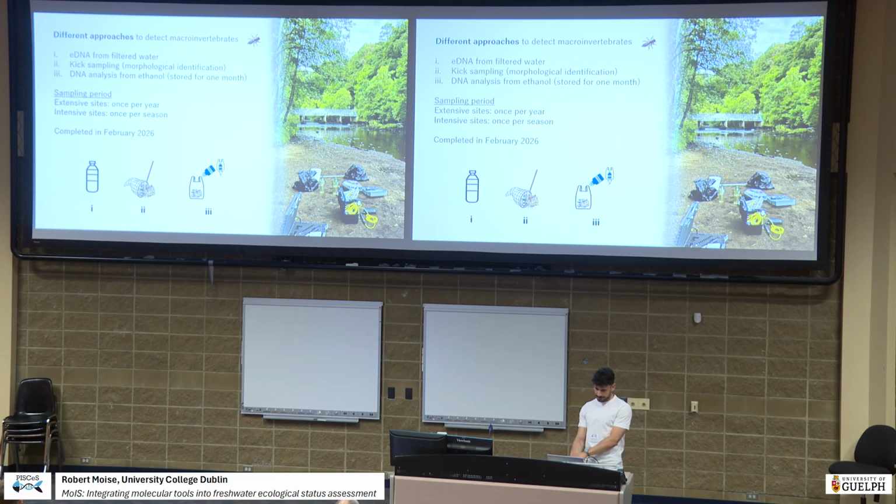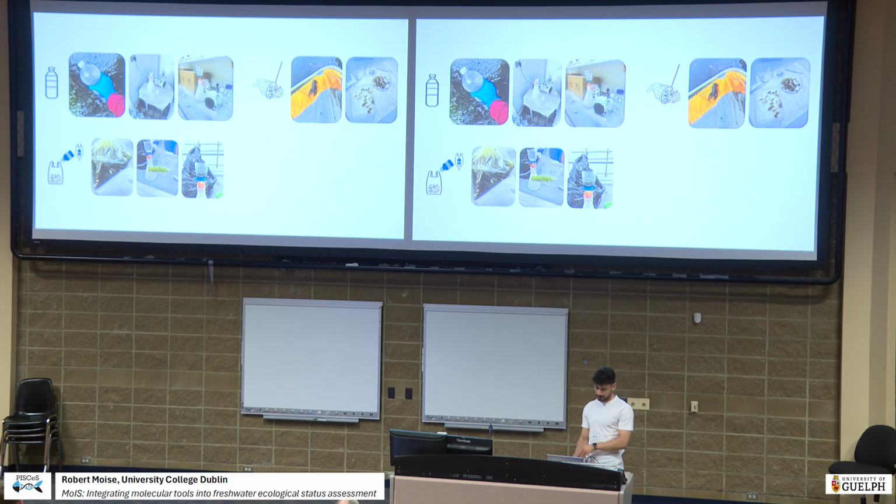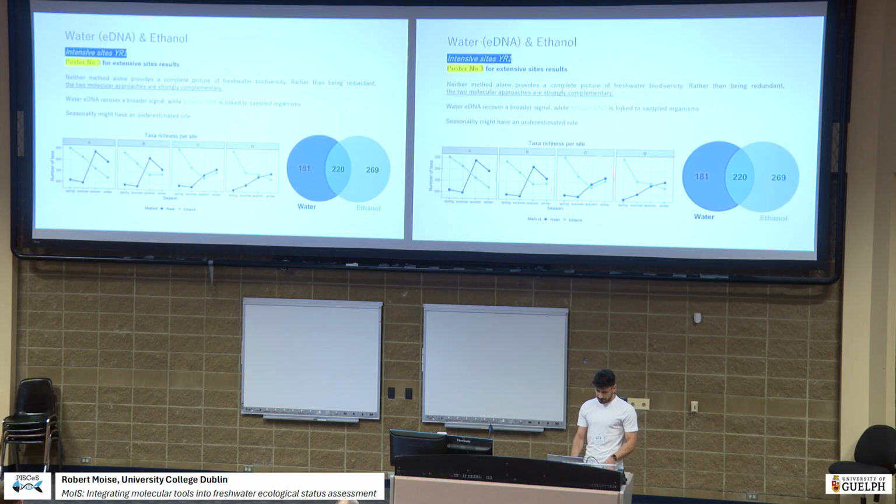So here I have different photos. Again, collected water, 2 liters, 3 replicates per each site. Collected invertebrates for the Q value and the ethanol source at the end. So in terms of results, here I have intensive sites year 1. Here I show the distinction between water and ethanol source. You can see how these methods are quite complementary.